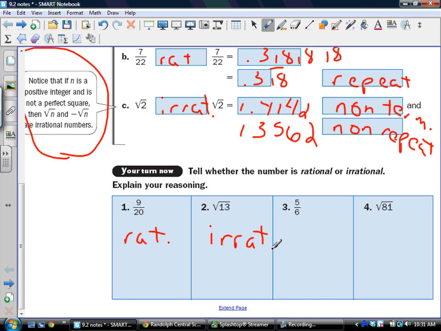So why don't you pause the video, try 3 and 4 on your own, see if you can get those, and then when you start it up again, I'll give you the answers.